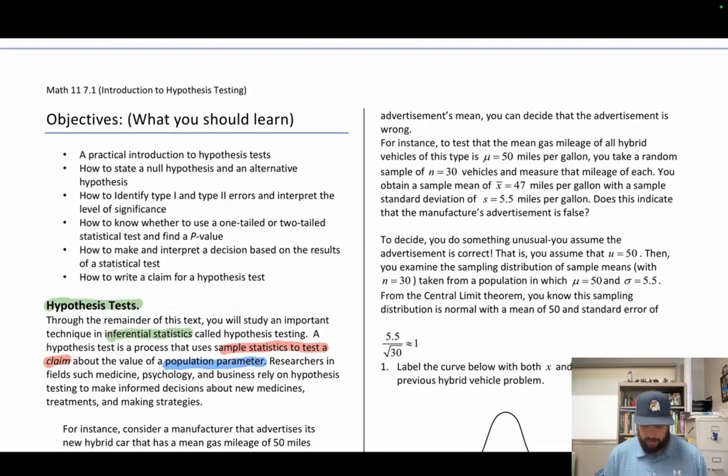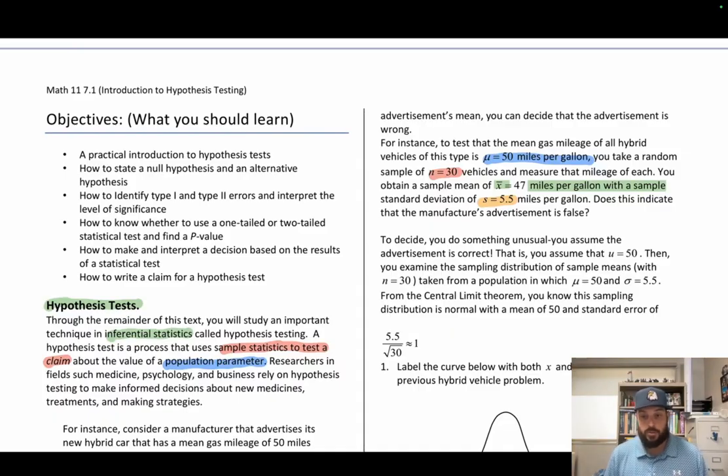So for instance, to test that the mean gas mileage of all hybrid vehicles of this type is mu equals 50 miles per gallon, you take a random sample of n equals 30 vehicles and measure the mileage of each. You obtain a sample mean, right? Our x bar is our sample mean there, and a standard deviation of s equals 5.5 miles per gallon. So does this indicate that the manufacturer's advertisement is false because we are less than that 50 miles per gallon?